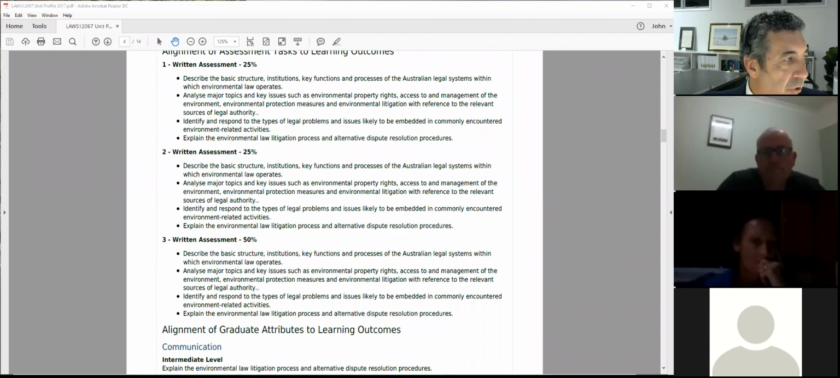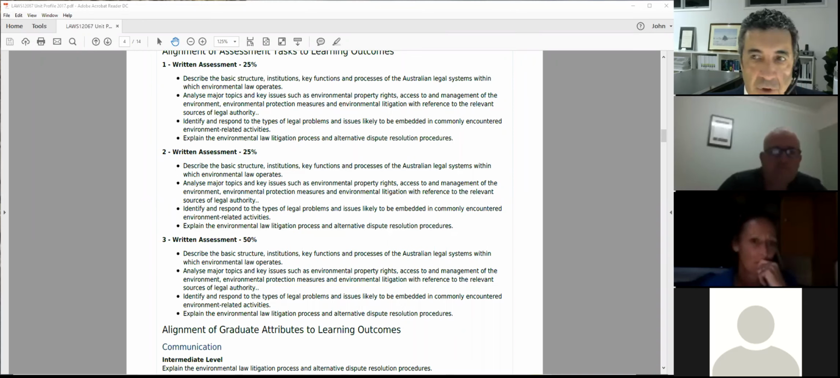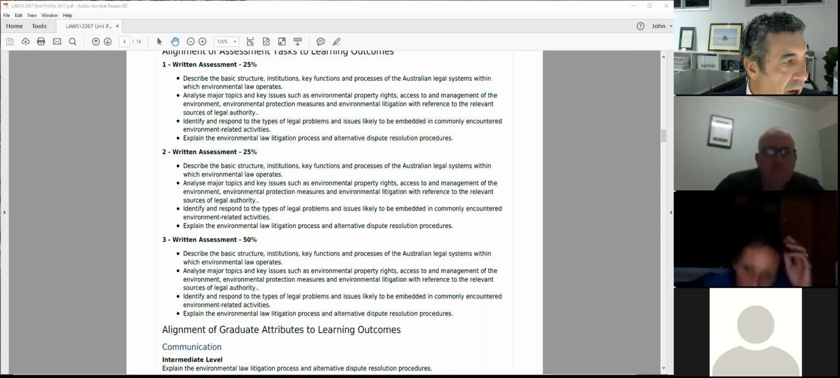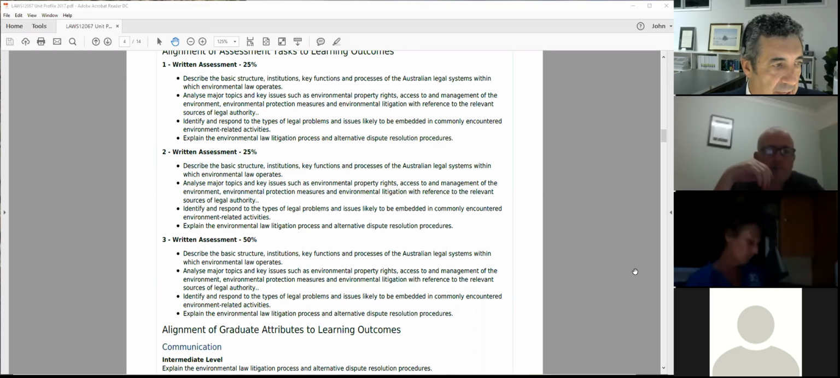So number 3, the written assessment, 50%. The second dot point was analyse major topics and key issues such as environmental property rights, access to and management of environment, environmental protection measures, and environmental litigation with reference to relevant sources of legal authority. Okay, a lot of things there that relate to this final assessment.